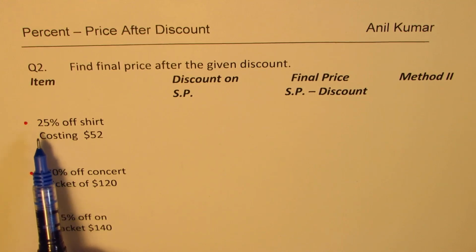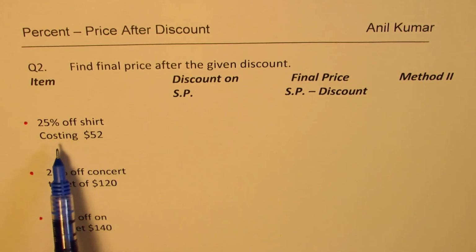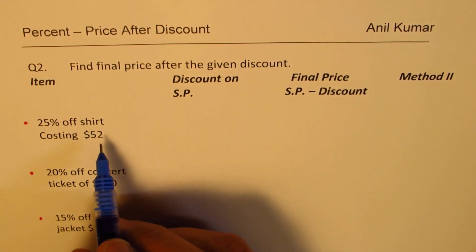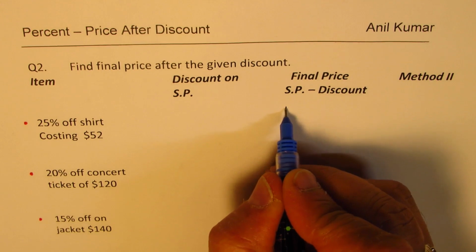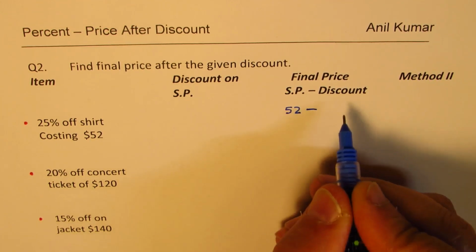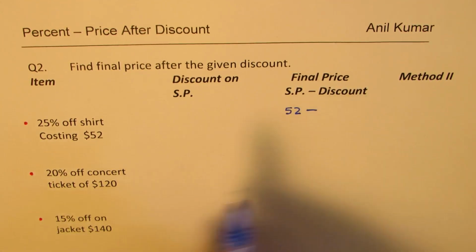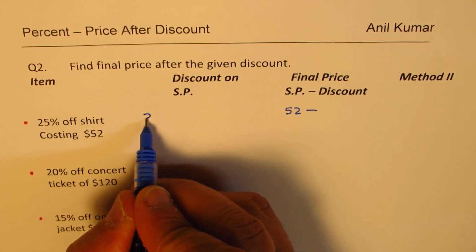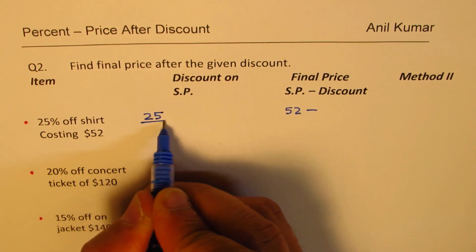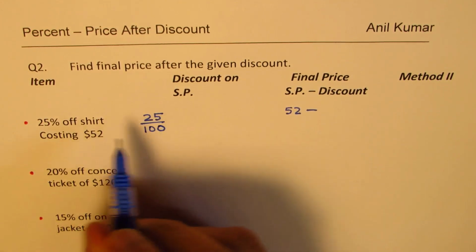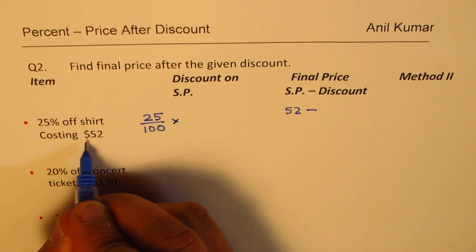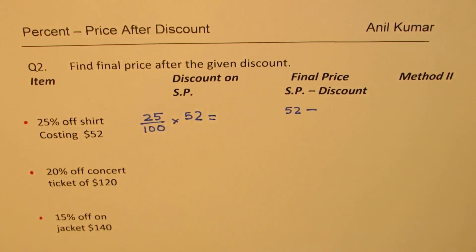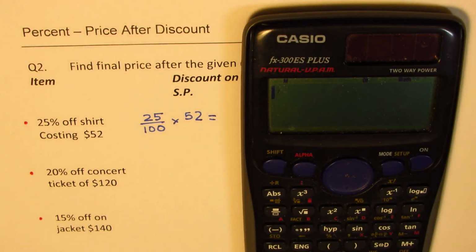The very first one is 25% off shirt costing $52. It means what? It means that the actual price is $52, which is the selling price, but we'll give you something less. And what is the discount? Discount is 25% off the price. So 25% means 25 out of 100, right? That is 25%. Off means multiplication, is 52. So you have to do this calculation to get the discount. So let's use the calculator to find it just now.